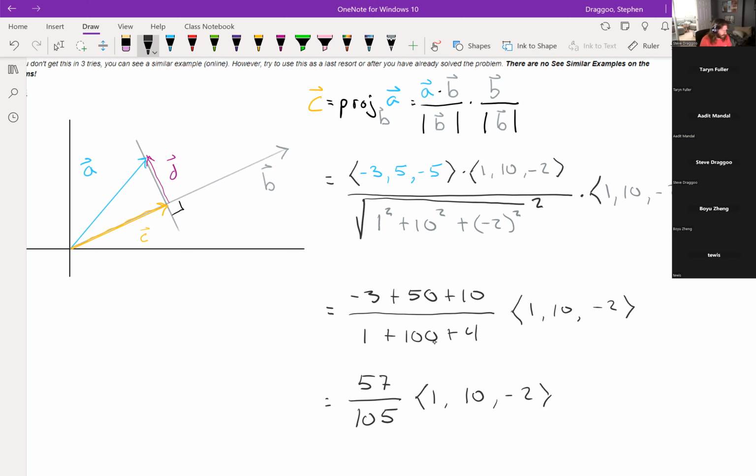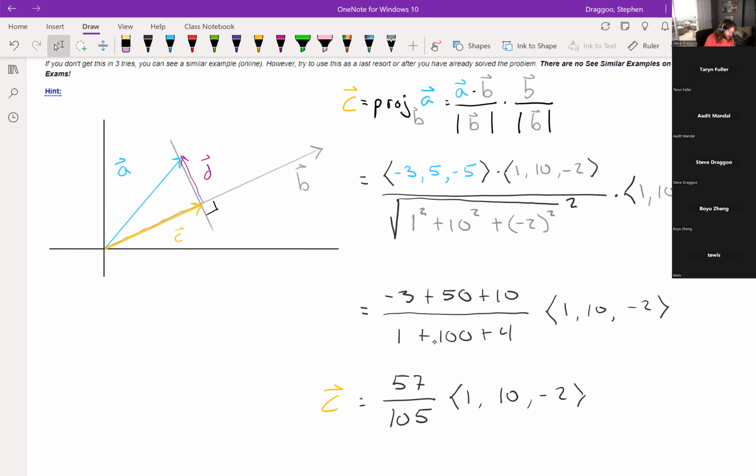And for simplicity's sake, I'm going to leave that as it is. I don't really think there's a particular need to multiply that 57 over 105 into each number. Nothing's going to simplify if I do, so I'll just leave it right here. Some scalar value times the vector b, which is what we know we ultimately want to get here. We're looking for the projection of a onto b, which means our vector should go in b's direction. It is just a matter of some scalar multiple of b. Right. So that's C. That was our parallel component.